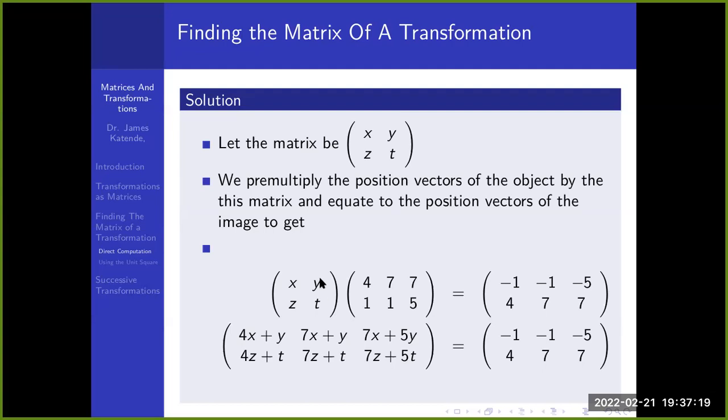So are there any questions so far? Hello, Dr. Yes. I'm following you, and thank you for this lecture. I have this concern. I can't understand why there is no t in the upper line: the 4x plus y, 7x plus y, and 7x plus 5y.